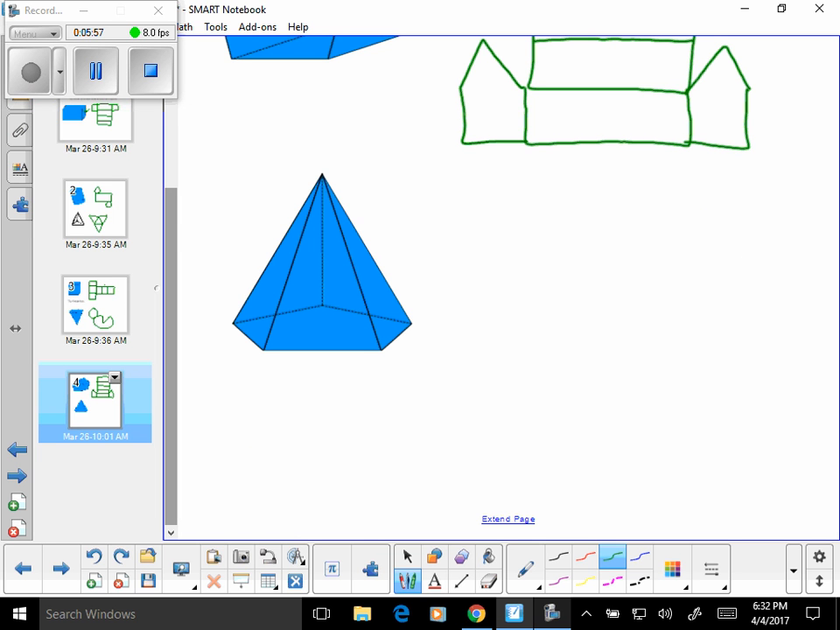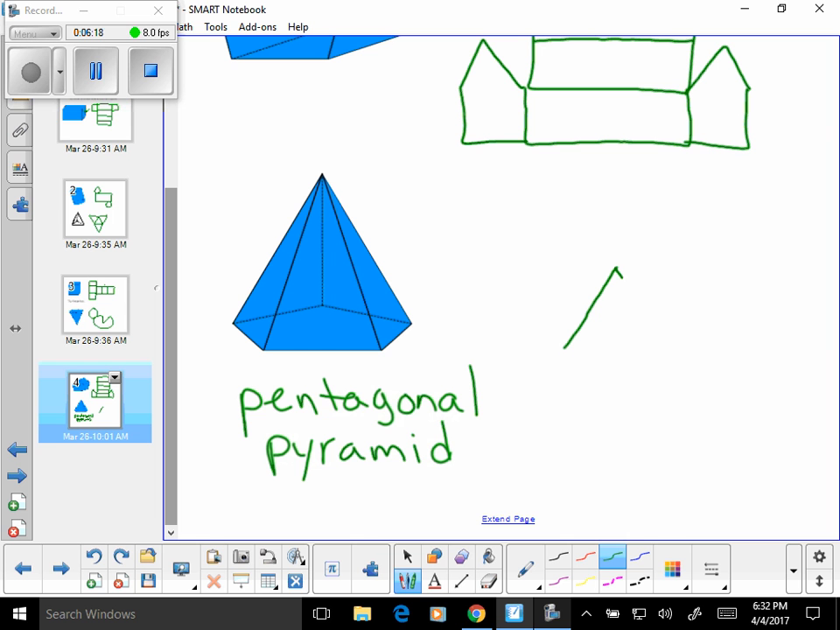The last one is a pentagonal pyramid. My base is a pentagon. A lot of times we draw pentagons as house shapes. Now, every other side of this pyramid is going to be a triangle.